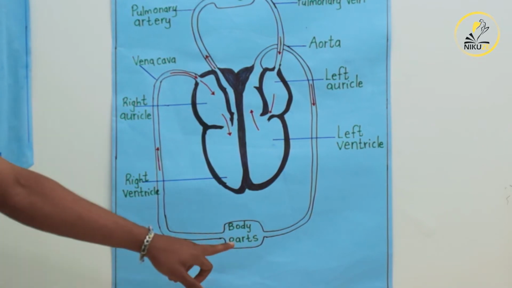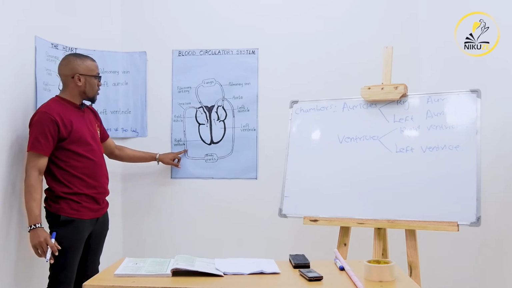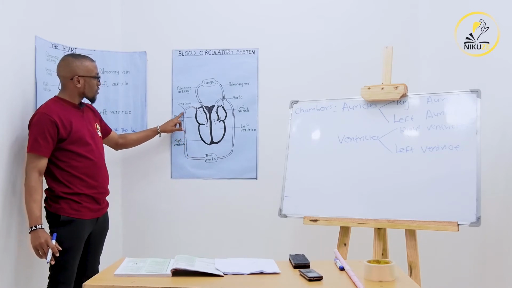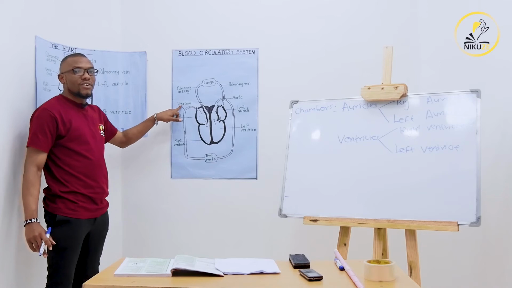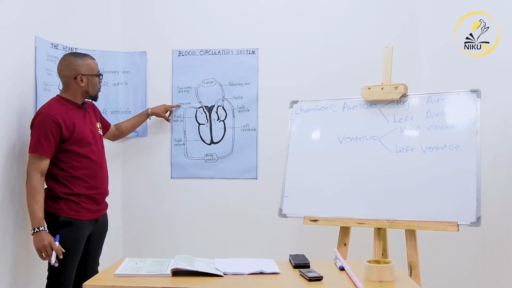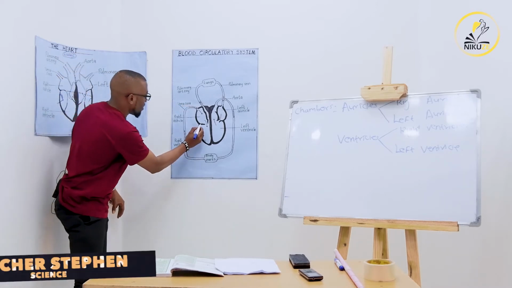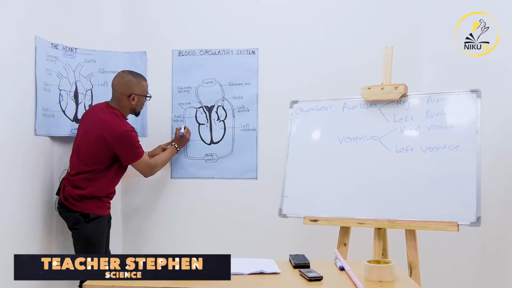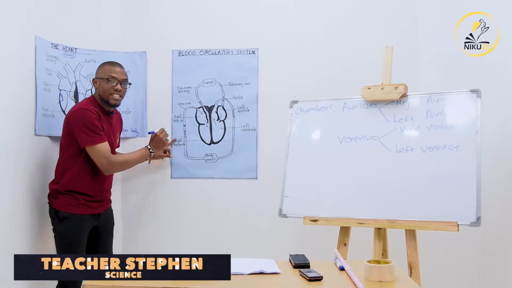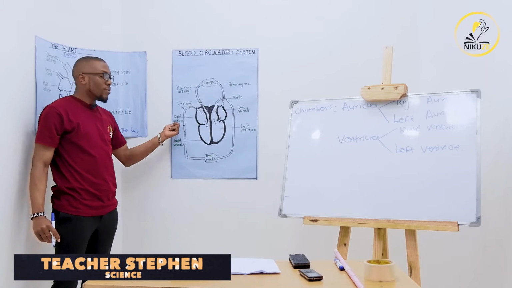Number one, just follow the arrows here. The blood gets into the heart through the main vein called the vena cava. This is the vena cava. If you look at the vena cava, they do have what we call valves, because all the veins have got valves, except the arteries. Very, very important. These valves help to prevent the backflow of blood.